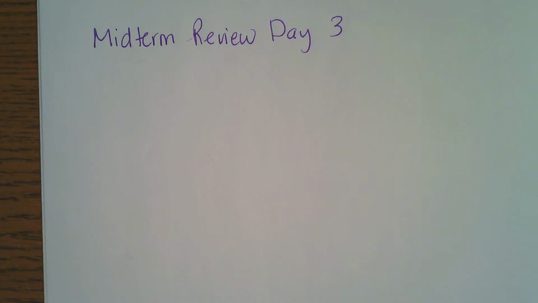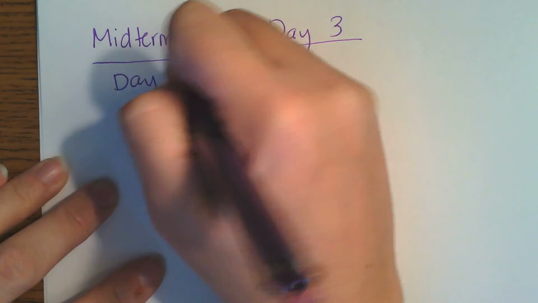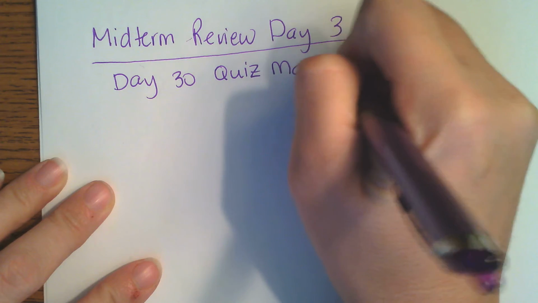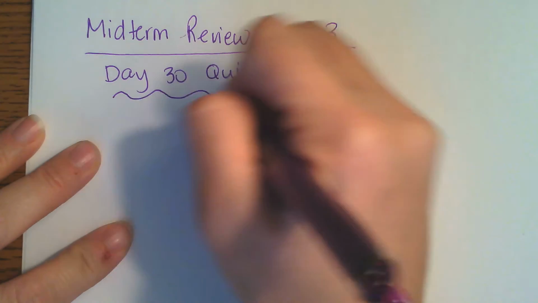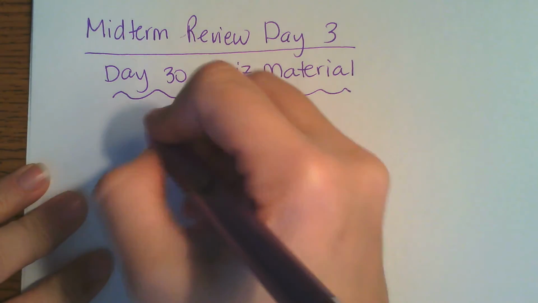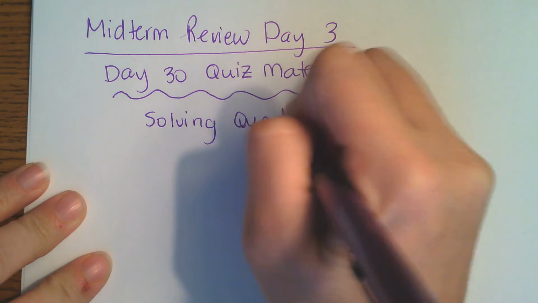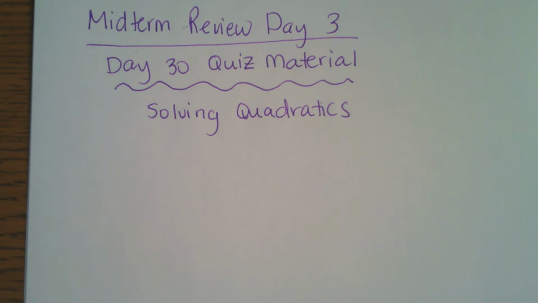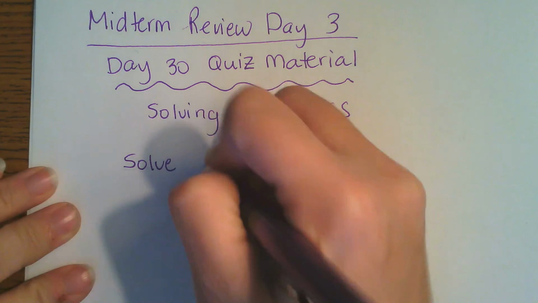Okay. So this is midterm review day 3. This is the day 30 quiz material. Solving quadratics. And we have 3 different methods to use to solve quadratic equations. The first and most preferred method is to solve by factoring.